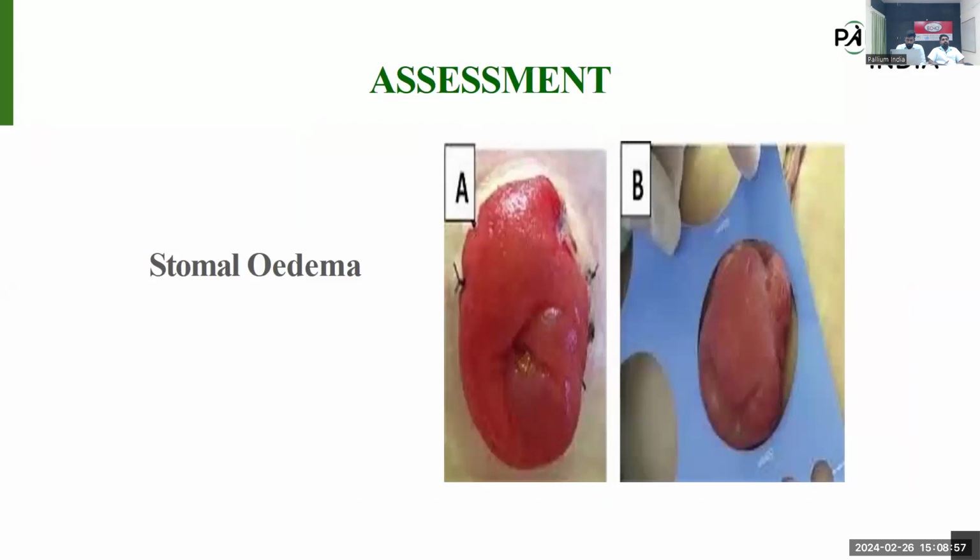Next slide. Whenever we see a stoma, colostomy or stoma, we need to assess something. First one, stomal edema. Stomal edema, even after the surgery, is a normal thing. Day by day or week by week, it will reduce. A normal stoma will develop after around 6 weeks. Around 6 weeks time is needed to become a normal, non-edematous stoma. Until that time, the stomal edema is normal.